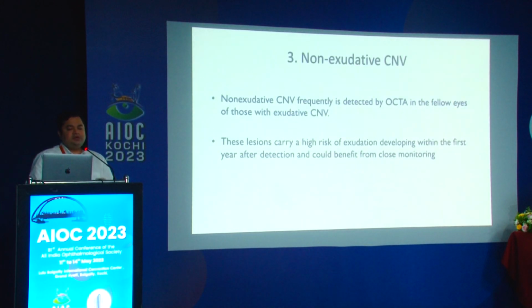The third component here is a non-exudative CNV. The importance is that it is mostly seen in the fellow eyes of patients who already have AMD or exudative CNV in the other eye. So if these lesions are identified at an earlier time, we know we can treat them better and a better prognosis for the patients can be achieved.